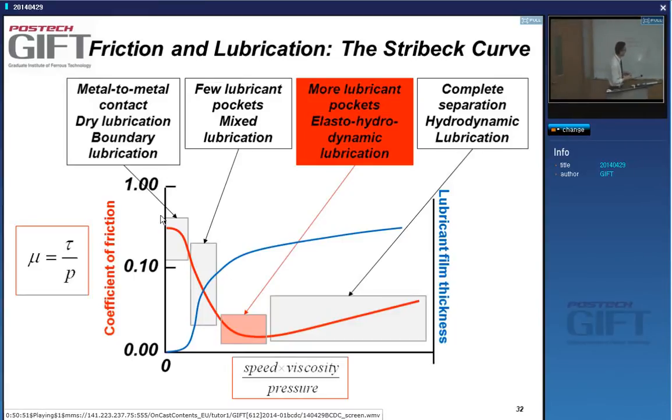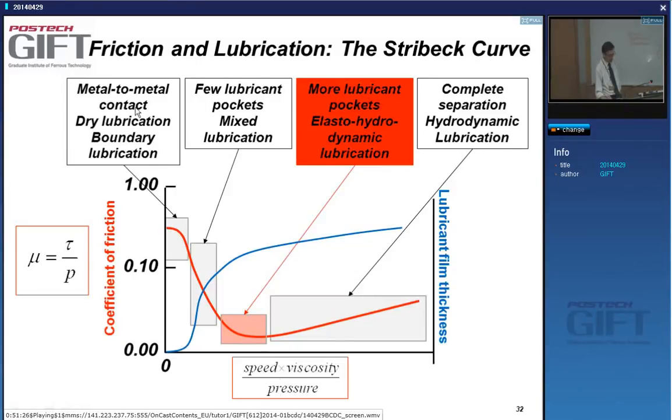Why is it that this happens? Well, the reason is very simple. It's because something happens to the lubricant film thickness. The lubricant film thickness goes like this. And what happens? Well, it's shown here. By the way, this curve is called the Stribeck curve.